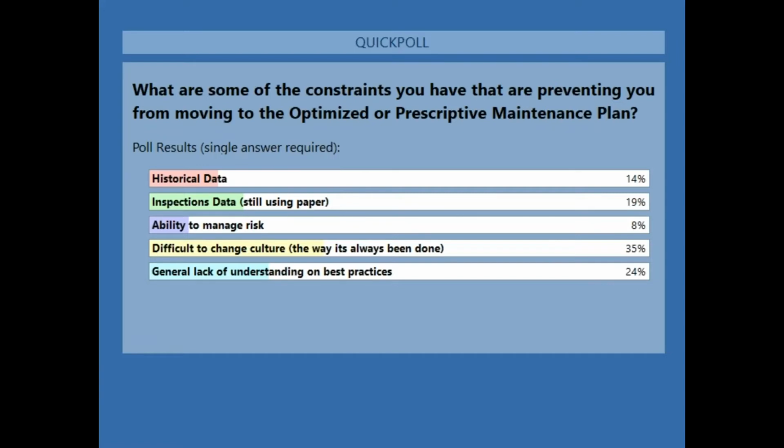So not overly surprising. There was another one about general lack of understanding of best practices. Actually, that rated reasonably high. That was actually number 2. So hopefully we'll describe some of these best practices as we go forward in this webinar.